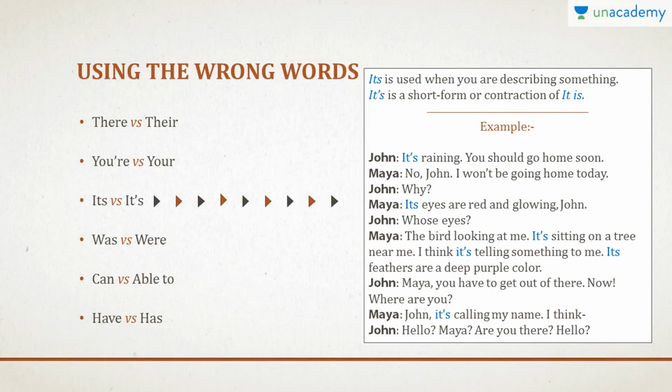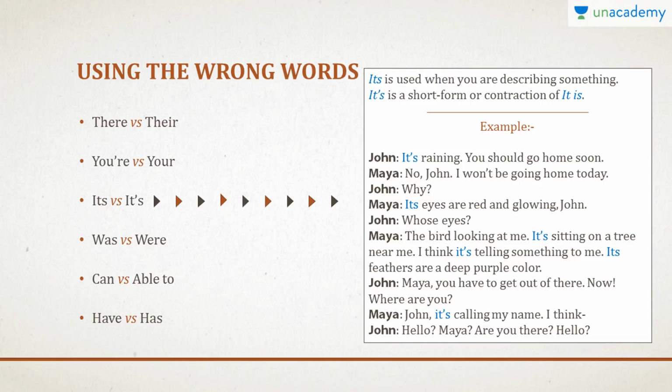Next, here we have the words it's without an apostrophe and it's with an apostrophe. Its without an apostrophe is used when you're describing something, and it's with an apostrophe is a short form of it is. Let's look at the examples to understand these words better. As I read them out to you, just focus more on the blue words that I've highlighted for you.